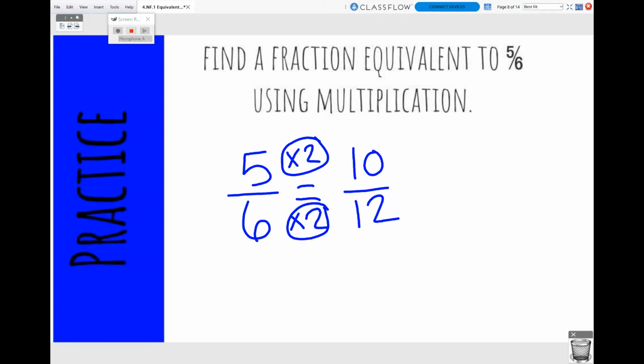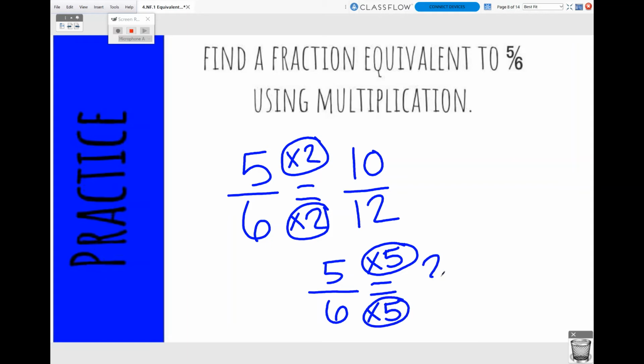We could do this again with another number. Say we chose 5. We could multiply our numerator by 5. Whatever I do to my numerator, I also have to do to my denominator. 5 times 5 is 25. And 6 times 5 is 30.